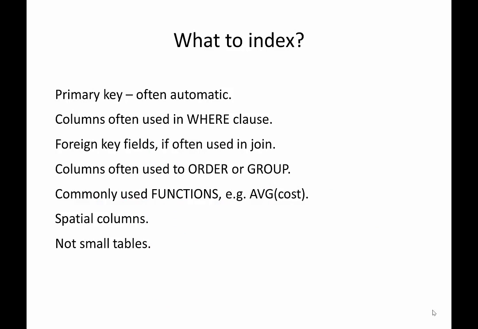Now there's the question of what to index. When do you index and when not to index? The primary key is the most usual field to have an index on, and in many software systems that's automatically part of the primary key definition. Columns often used in where clauses, what a surprise. Foreign keys, if often used in joins. Columns used commonly in order or group by functions.